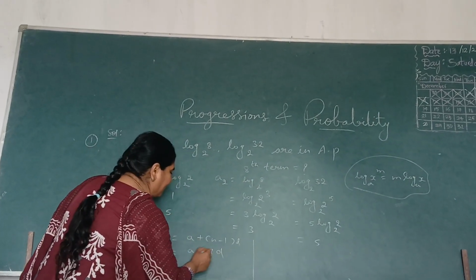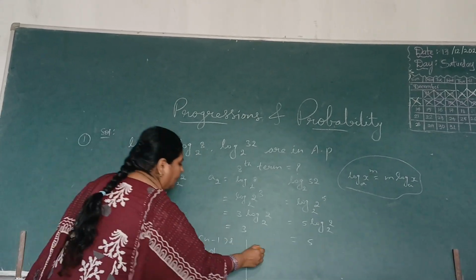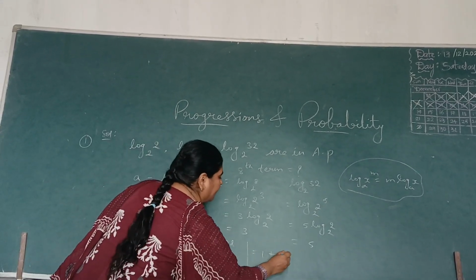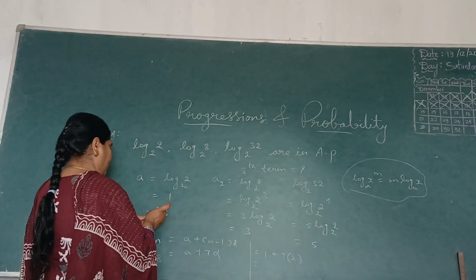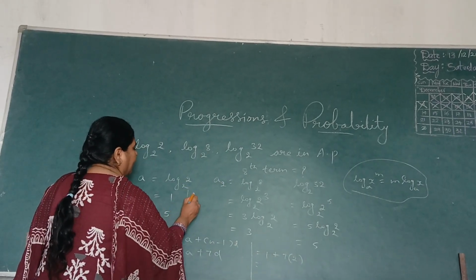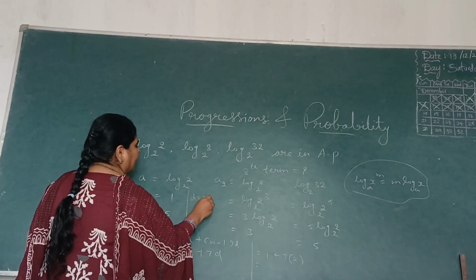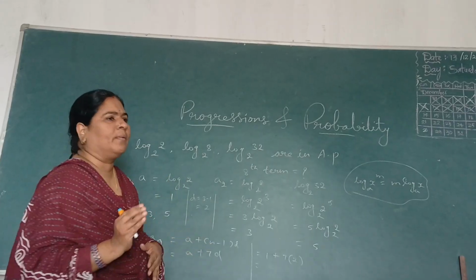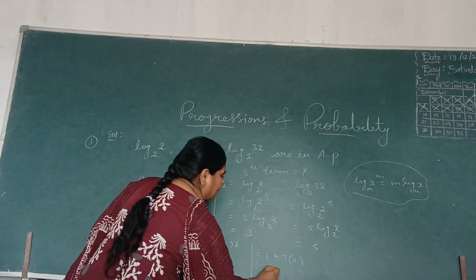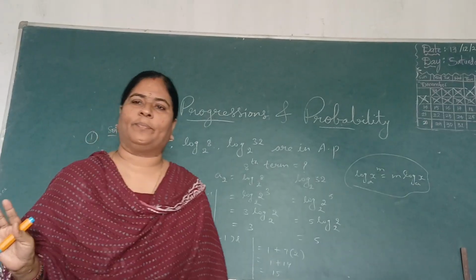So A plus 7D means A plus 7 D, what is A here? 1. 1 plus 7 into, what is D? 2. Very good. How did we find common difference? Common difference is nothing but 2. Second term minus first term, or third term minus second term. We can easily find out. So 1 plus 14, that is 15. 15 is the required answer. Very nice.